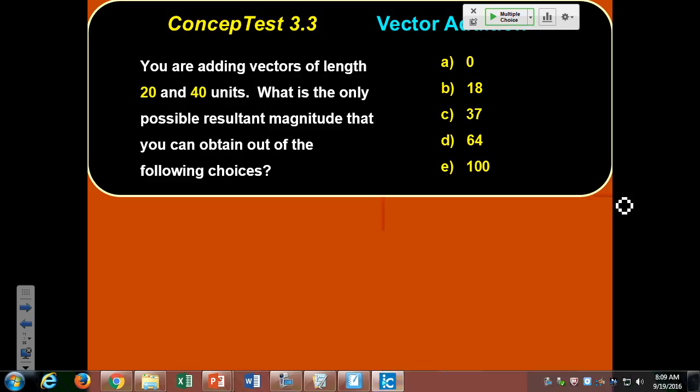Okay, so these two vectors, you can have a maximum and a minimum. The maximum is when they're in the same direction. That would be 60 units. The minimum is when they're in opposite directions. That would be 20 units, right? 40 minus 20 would give you 20. So it has to be somewhere between 60 and 20. So C is the only answer. You can't get any of these other options with these two vectors. Those just are impossible to get when you do the vector sum of these.